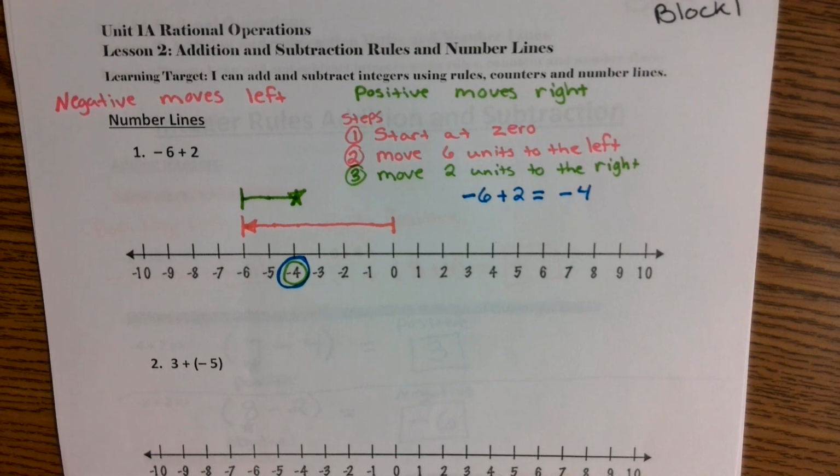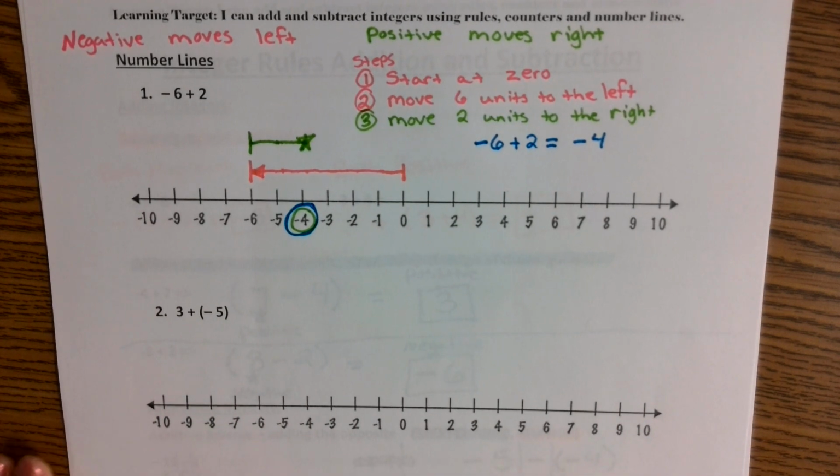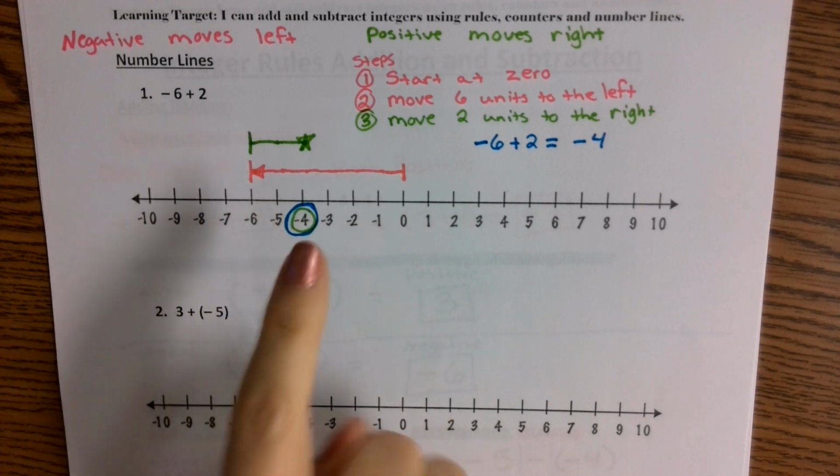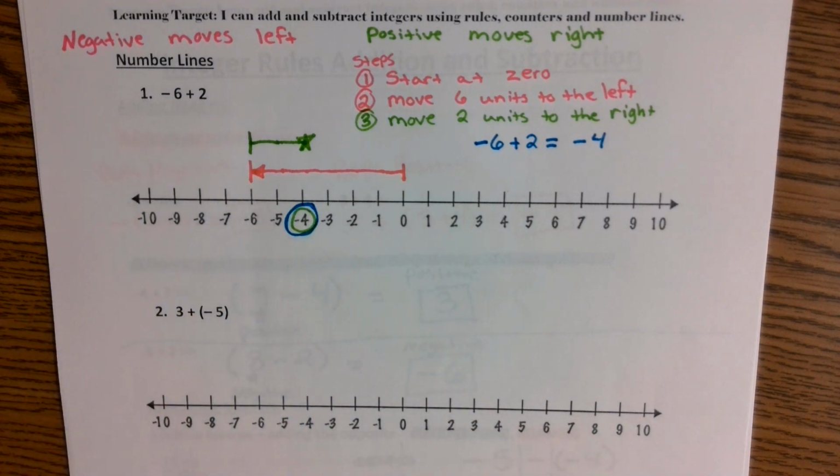So I want you guys to go ahead and try problems 2 and 3 on your own. I want you to indicate what the steps are. You're going to model it on the number line, showing the movement that you make for both. And then what is your final answer for that number statement going to be?